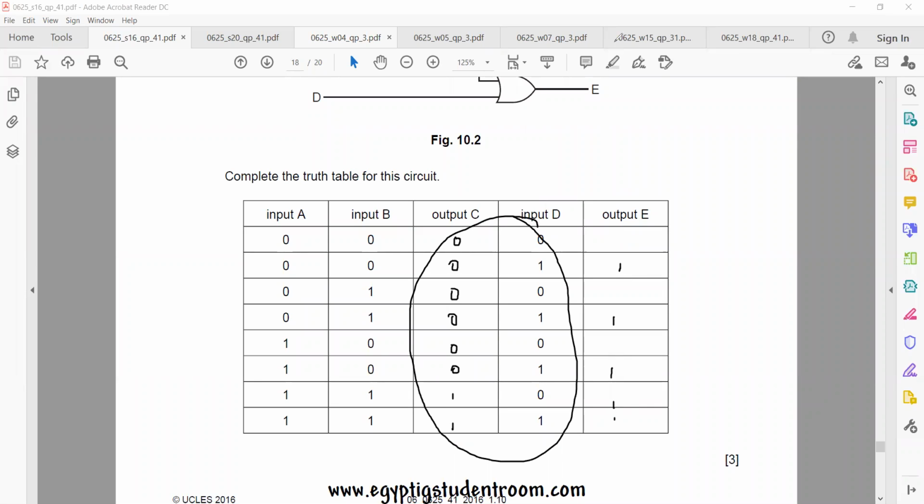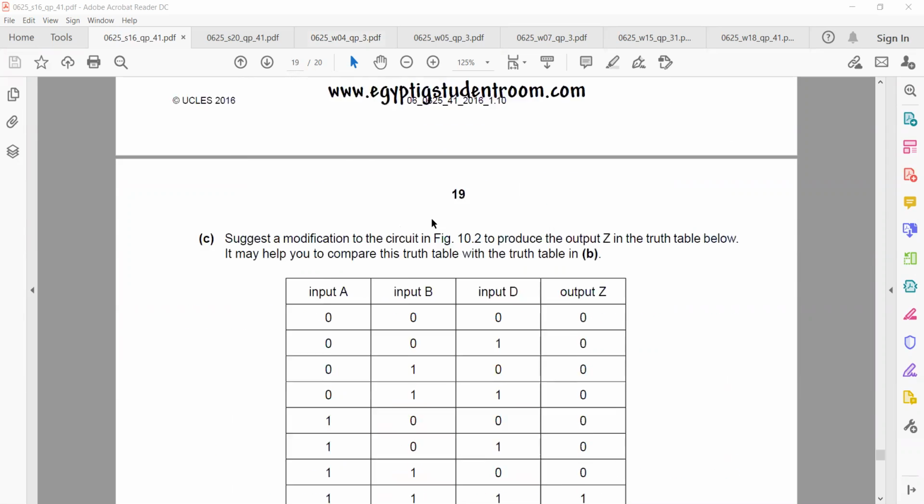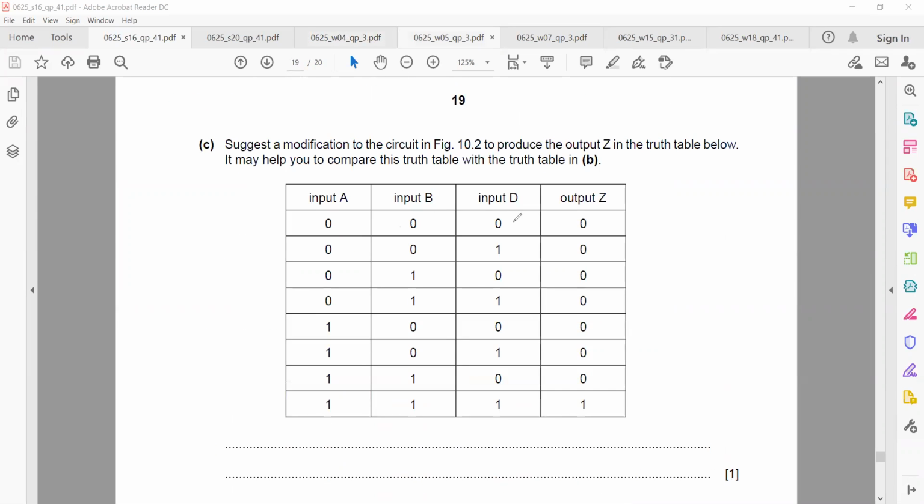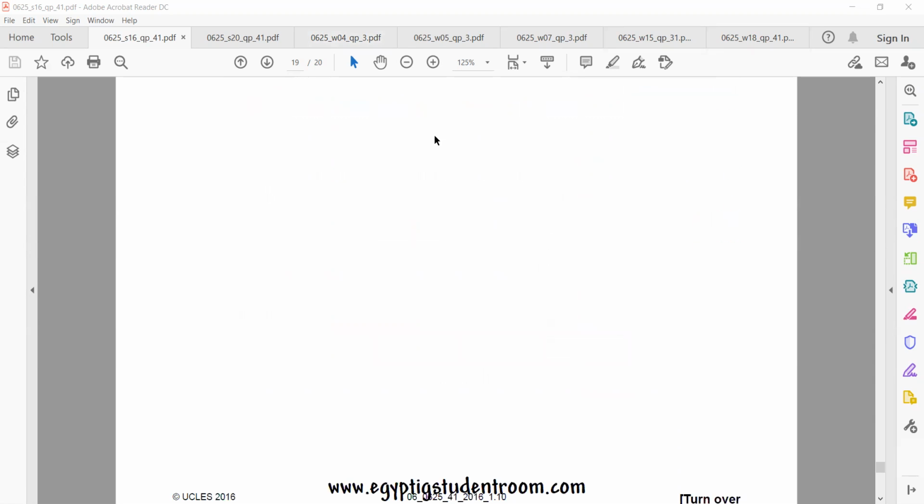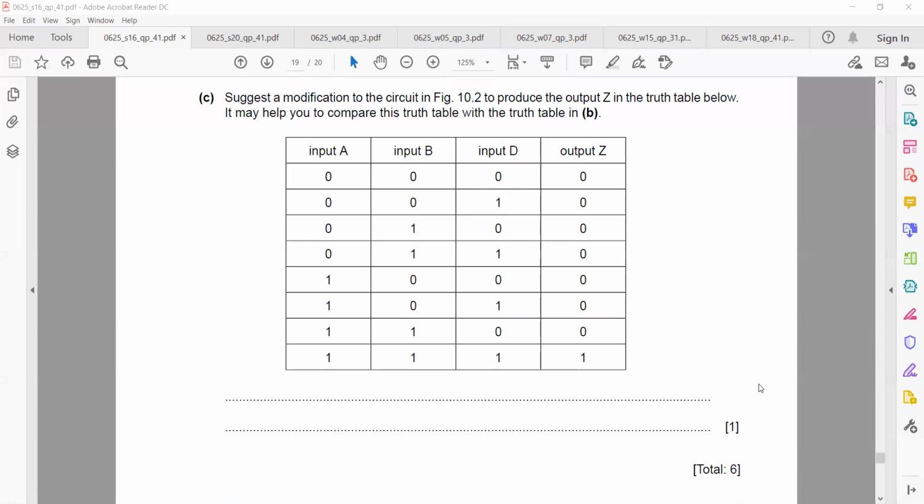But now what happened? You can see the output Z is only high if both inputs are high. A and B are high, so the output is 1, and 1 and 1 will be 1. So it's easy to remember: both inputs are high, that's why the output is high. If you remember the final outputs of the gates, you can compare this.